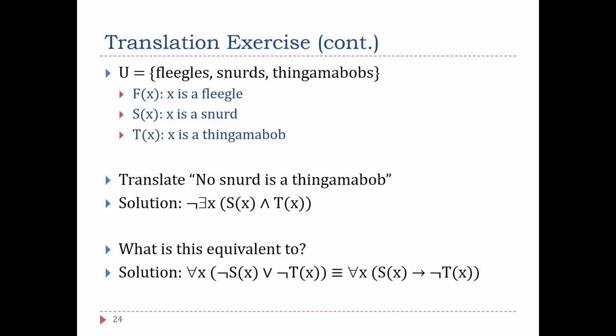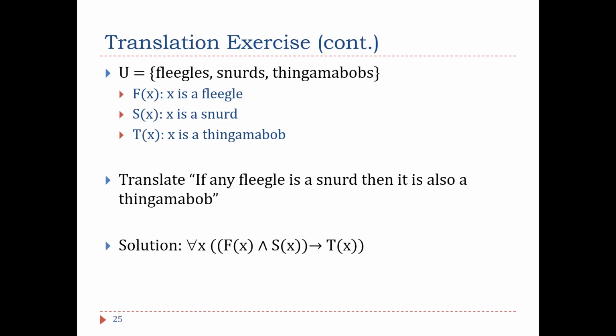Very nice. And if a flegel is a snurd, then it is also a thingamabob. So if you take any flegel and you constrain to look at those who are snurds at the same time, then this implies t of x. For example, any student at AUB who is registered in this course must have taken a Java course. This is version number 3, suggested by your colleague.